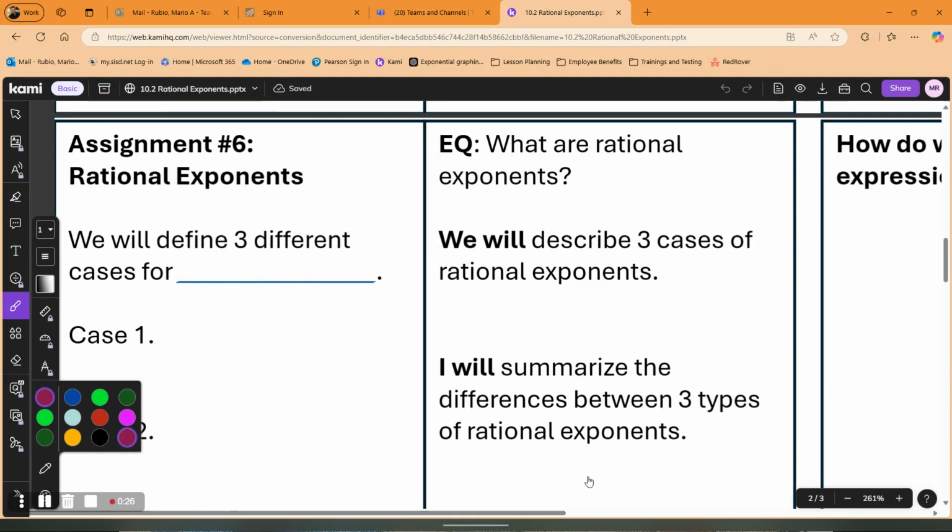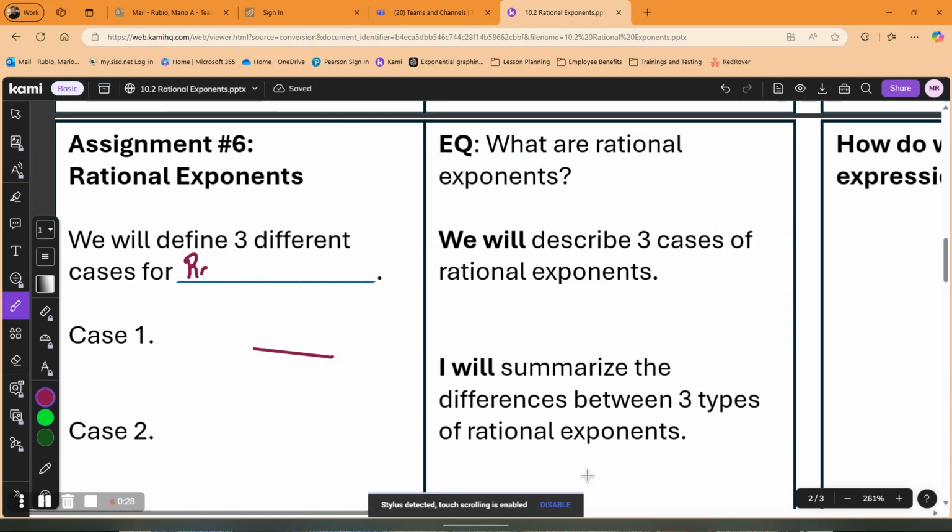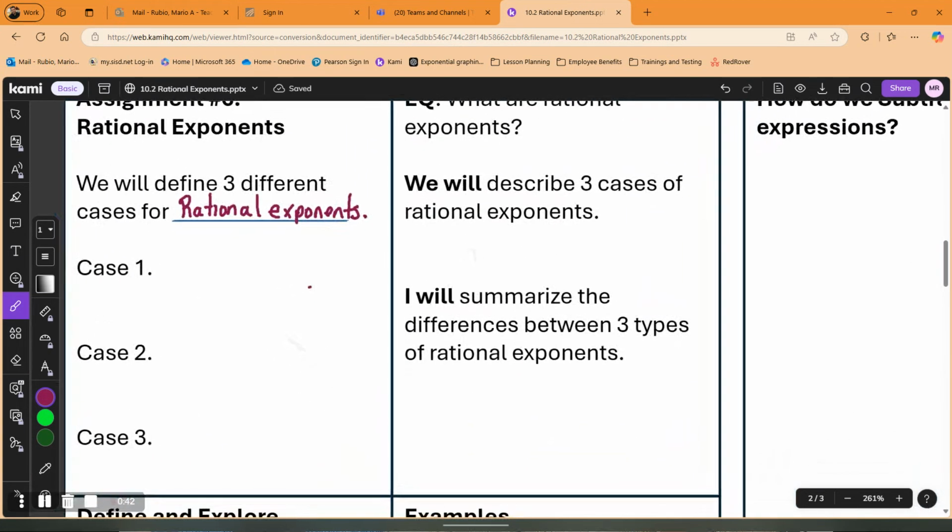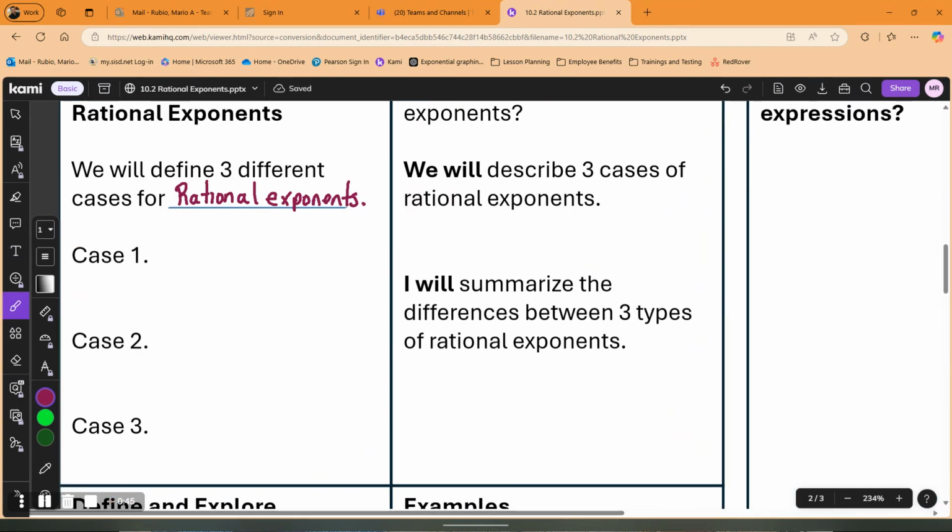Rational exponents. Okay. And there's three different cases. So we're going to look at three different kinds of examples of what it looks like when you have an exponent that's a fraction. The first case is, let's say a can represent any number, and you have a raised to the 1 over m. Okay.